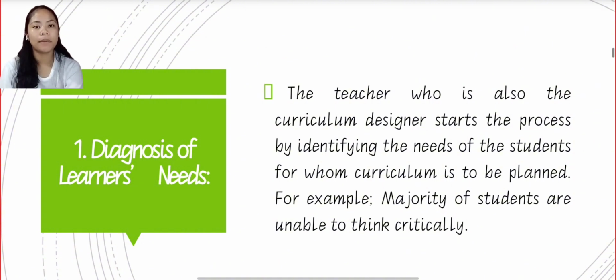The first step in Taba's model is to diagnose the learner's needs. This involves identifying the learner's prior knowledge, skills, and interests, as well as their learning styles and any potential barriers to learning. This information can be gathered through a variety of methods such as observations, interviews, surveys, and standardized tests.